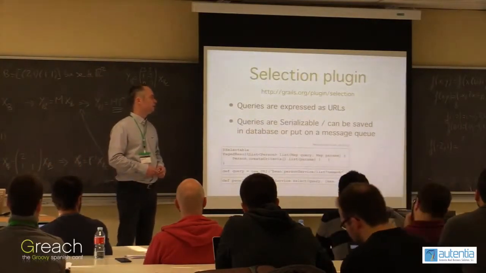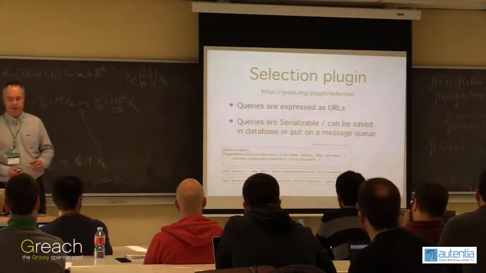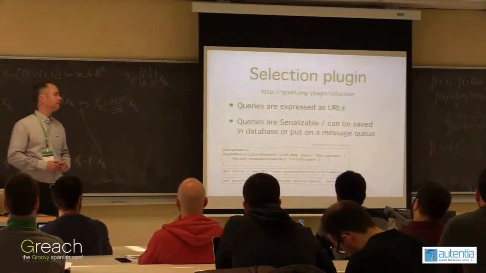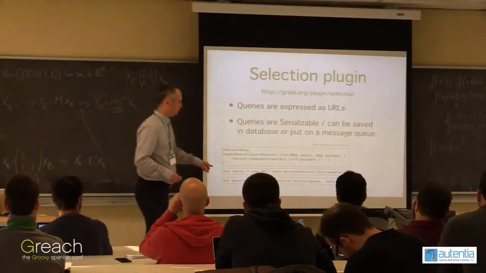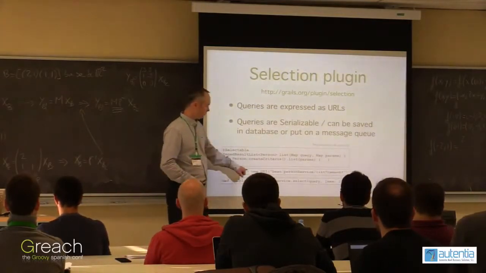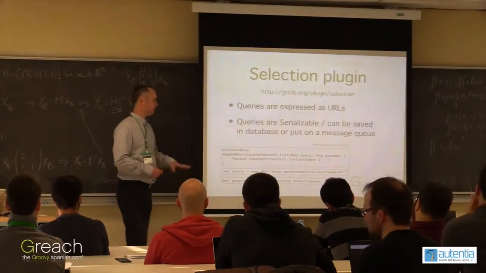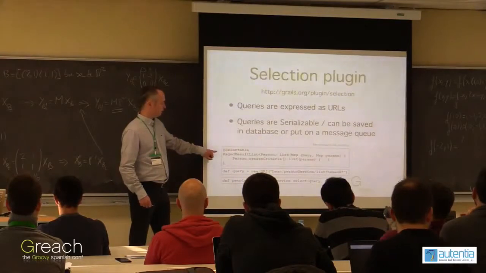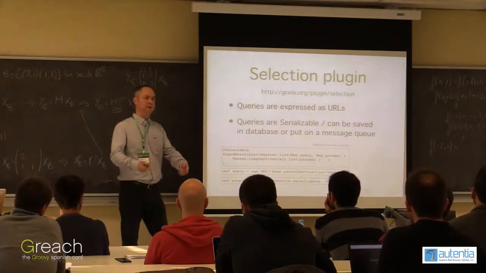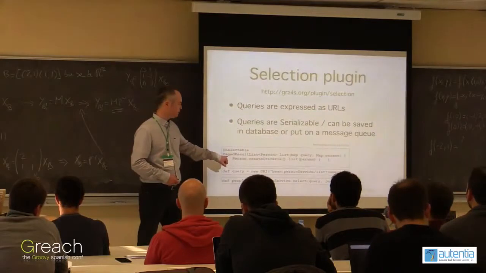But if you need that, you can use the selection plugin. And the selection plugin is a plugin that expresses queries as URLs. So a query looks like this. New URI, and then a specific syntax for different characters. In this example, there is a person service that queries for people in the database. It returns a result set of the person instances.